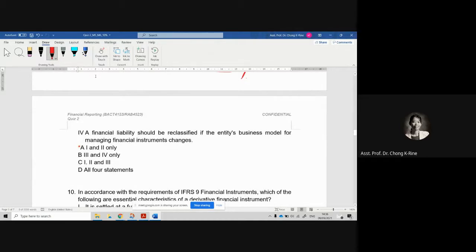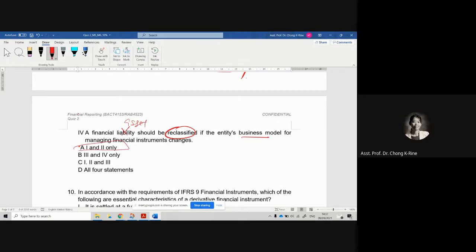So number 4, financial liability should be reclassified. This one I think everybody understands, but you still have to remember if you don't understand or you got it wrong. Only financial assets can be reclassified. Financial liabilities cannot be reclassified from fair value to amortized cost or amortized cost to fair value. So only financial assets can be reclassified if the business model changes, and it should not be frequent. So the answer is 1 and 2.